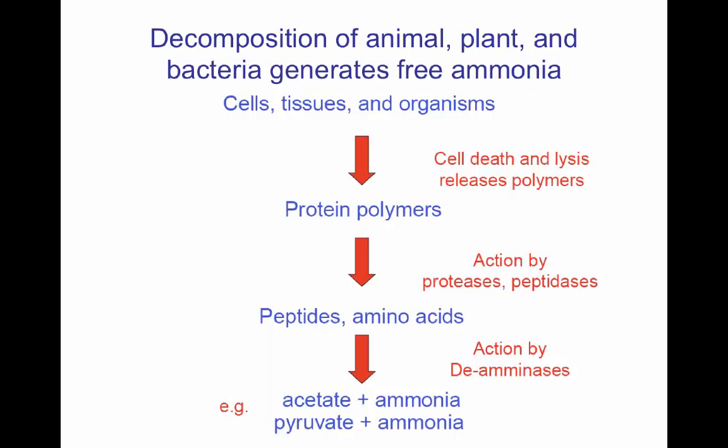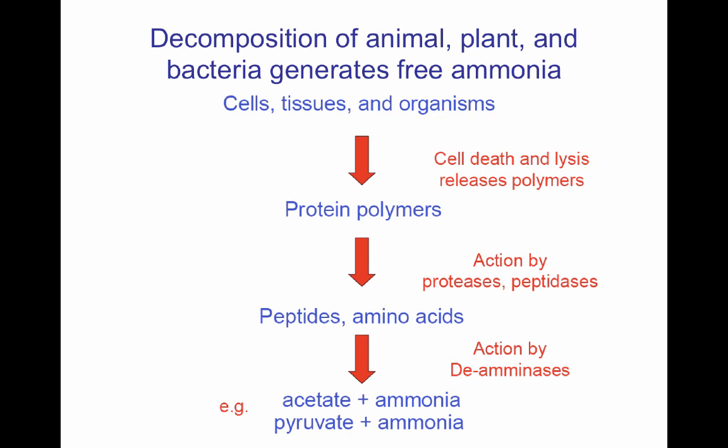So when we have the decomposition of biological matter from animals, plants, or bacteria, you're going to have the production of free ammonia. Those tissues are going to be degraded into primarily protein polymers. Those protein polymers eventually are going to be broken down into smaller peptides and amino acids. Those will then be translocated across the bacterial membrane.